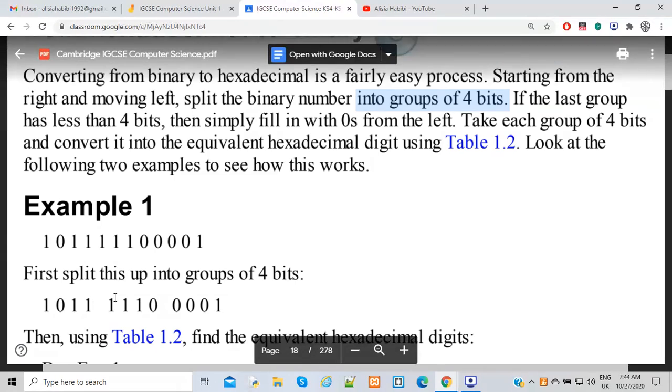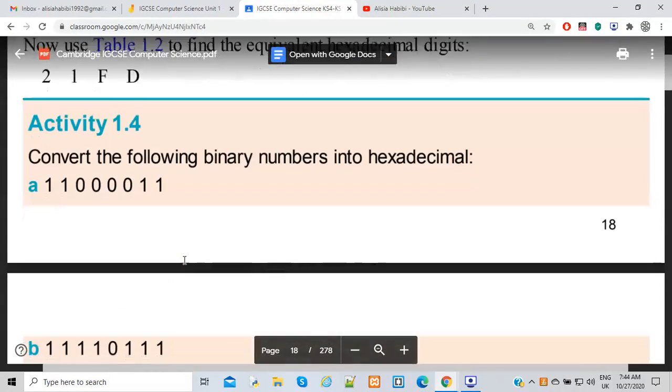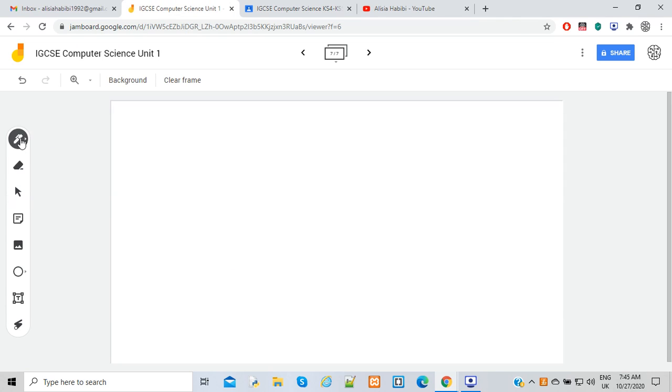So let's take the first example that we have. We're going to be looking at activity 1.4, and at the steps we need to take to convert binary numbers into hexadecimals. As usual, I'm going to be using this Jamboard to visually represent this so it's easier to understand. So what we're doing today is trying to understand how we convert binary numbers into hexadecimals.